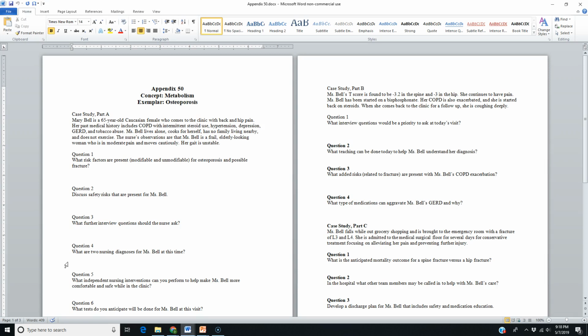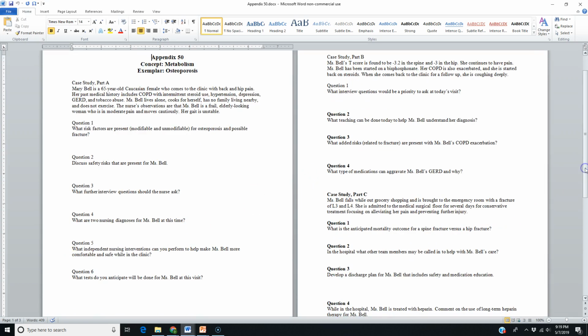So think about what are 2 nursing diagnoses for Miss Bell at that time. Obviously she has acute pain and she's at risk for injury. And then question 5, what independent nursing interventions can you perform to help make Miss Bell more comfortable and safe within the clinic?